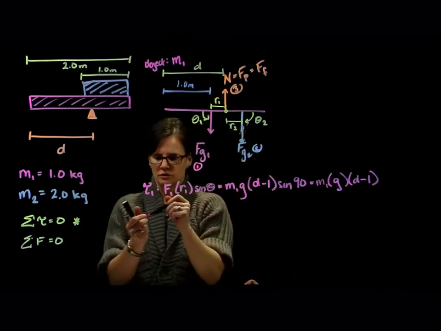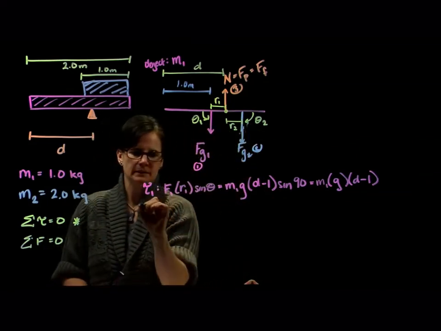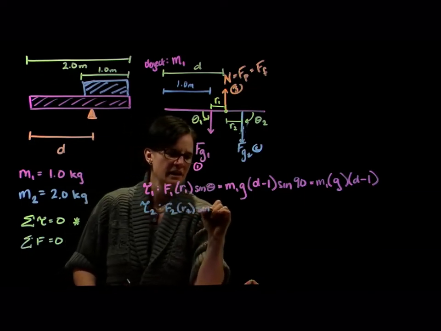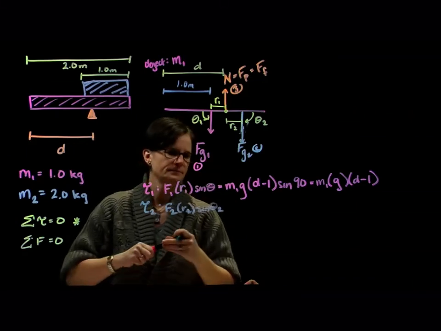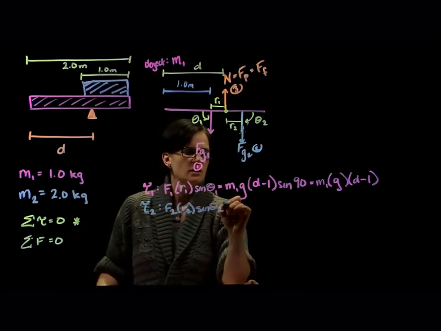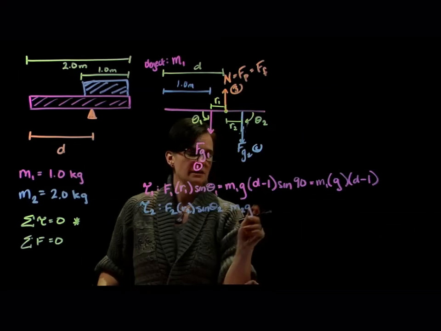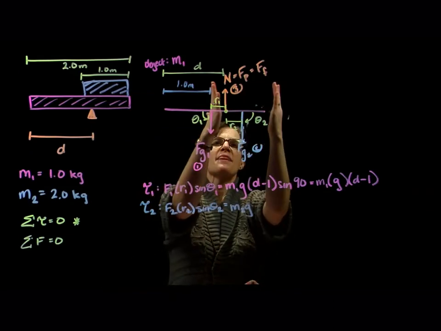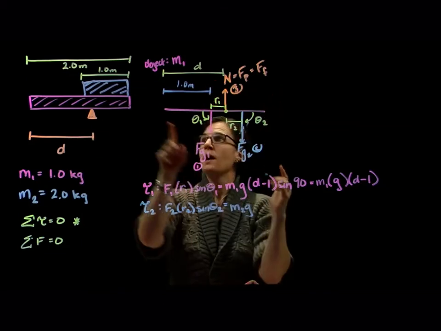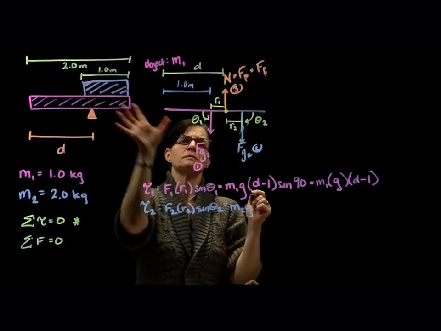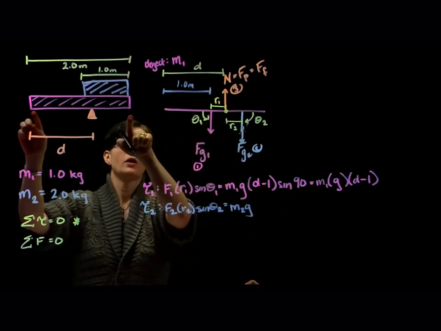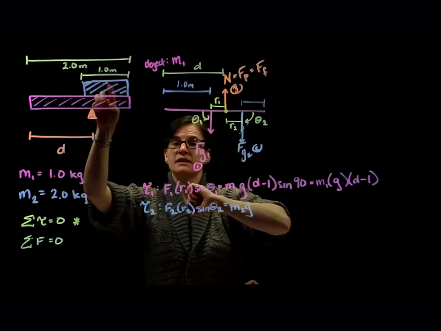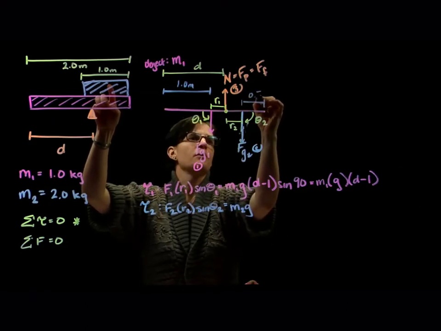All right, so torque number 2. Well, that's F2, R2, sine of theta 2. So that's m2 times g, it's the force of gravity. Now what is this distance? Well, we know that the distance between here and here was 1 meter, right? And that's half the length of the overall. Half of that distance, because it acts at the geometric center, well, that's 0.5 meters.